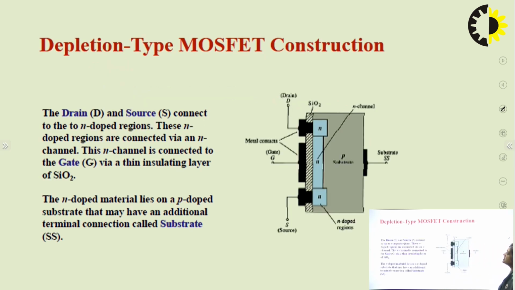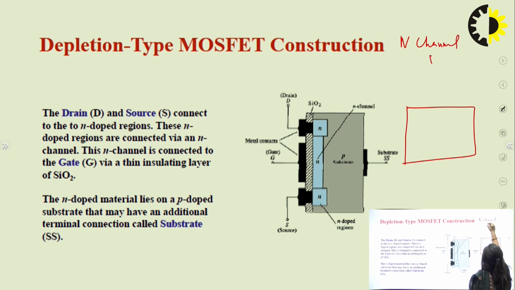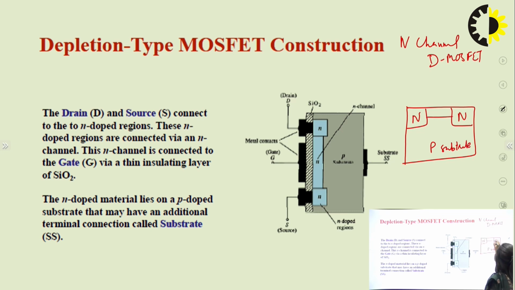So this is the depletion type MOSFET. Here we can see this is the N channel. D-MOSFET means depletion type MOSFET. For constructing an N channel depletion type MOSFET, we have to take a P type substrate here. In this P type substrate we will make a doping of N type material. This is the P substrate and doping of N material is there, and this is the N channel.